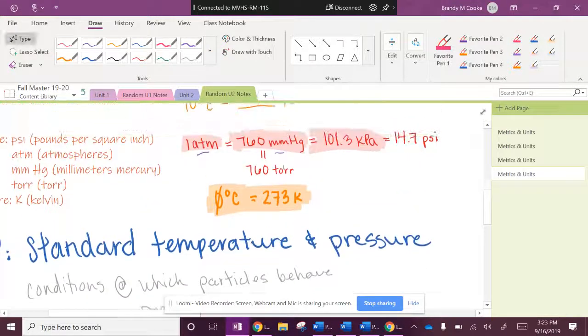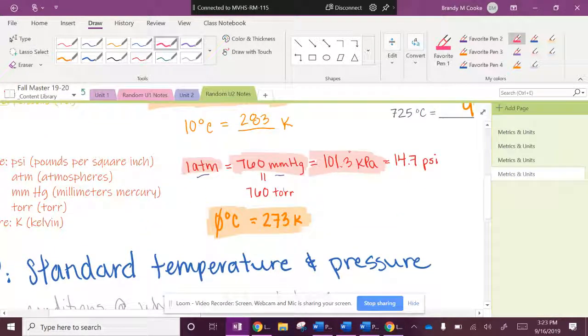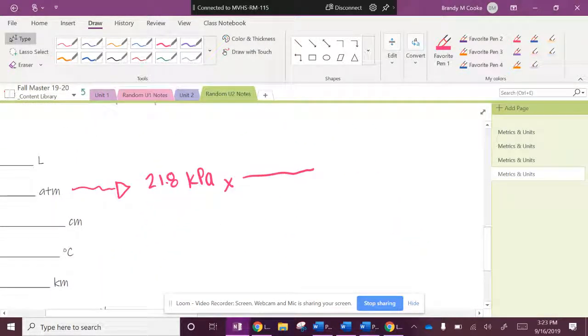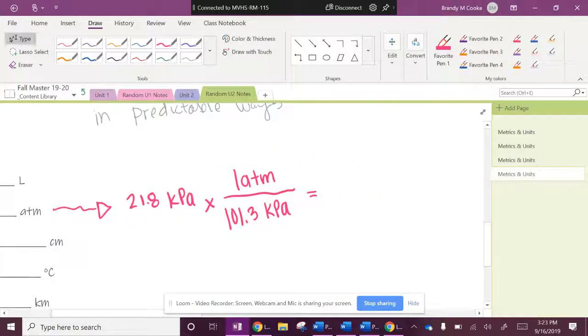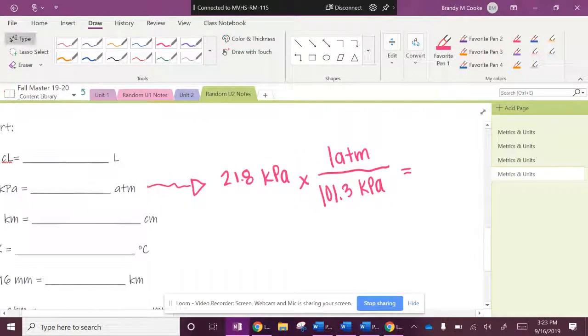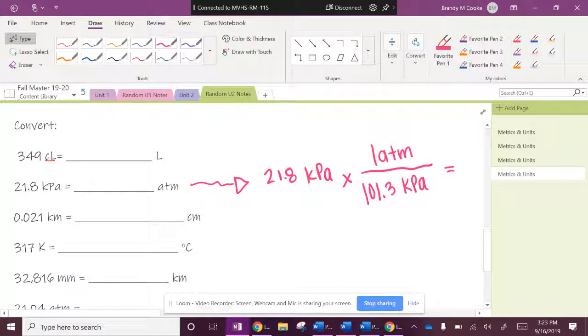I know from up here that 101.3 kPa is equal to 1 ATM. I can write that as a fraction, and I know that on the bottom I need to have my kPa because they want to cancel out. So I'll put 101.3 on the bottom, 1 ATM up top, and I'll plug that into my calculator: 21.8 divided by 101.3. I don't have a calculator right now, so I can't put that in, but that's how you do it. You just divide. Once you do all of these, you can go ahead and check the answers.